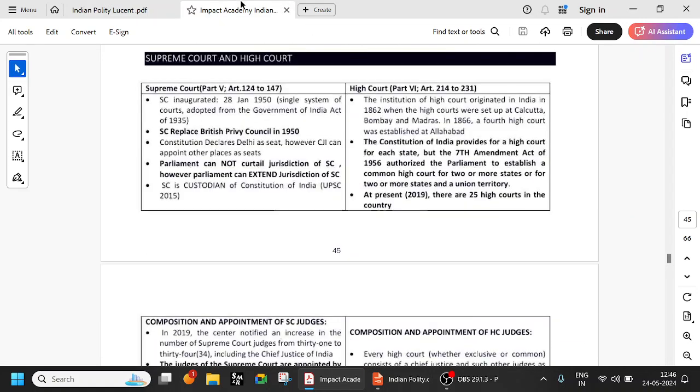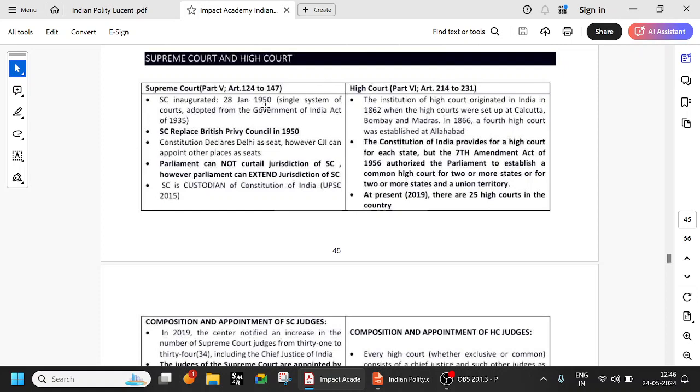So now let us look at the difference between the Supreme Court and the High Court briefly. So Supreme Court we have already seen, part 5. High Courts is part 6. Very important. Part 5 is Supreme Court. Part 6 is High Court. Because part 5 is the Union and part 6 is the State. Article 124 to 147. Try to at least remember 124. Very important. And here we have seen 214. Just jumbling of this, 214 to 231.